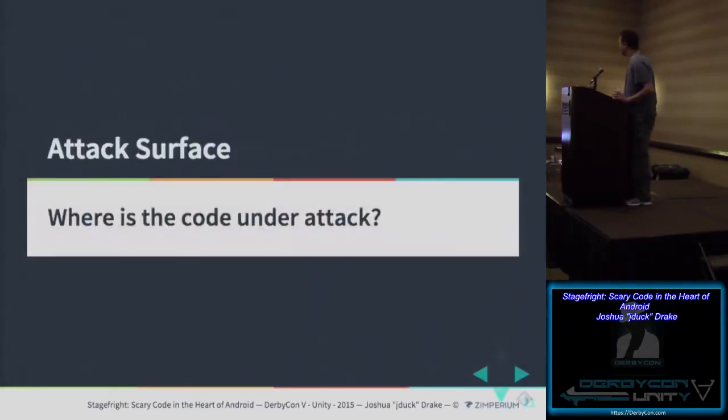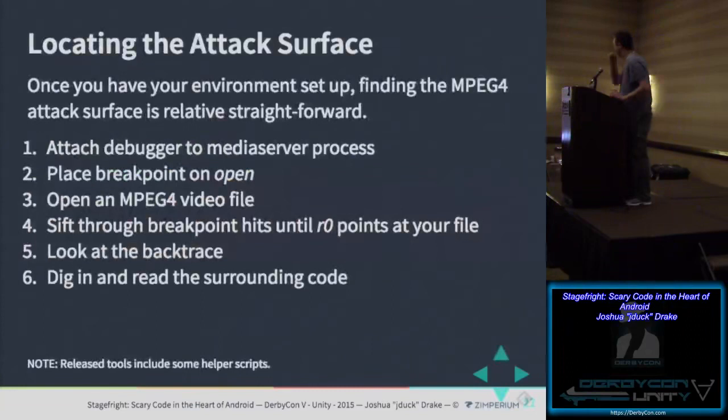Let's talk about the attack surface. What do you do to locate the attack surface? It's doing something complicated because it's playing video, and video is not a very simple thing. So what do you do? You just attach to the media server process with a debugger. You put a breakpoint on the open system call because if you're going to play a video, you probably need to open that video, right? At some point. And whenever that hits, you just look at the backtrace and start digging in.